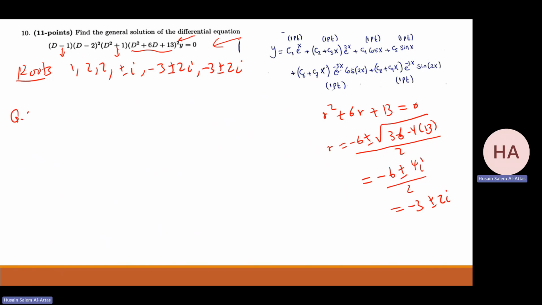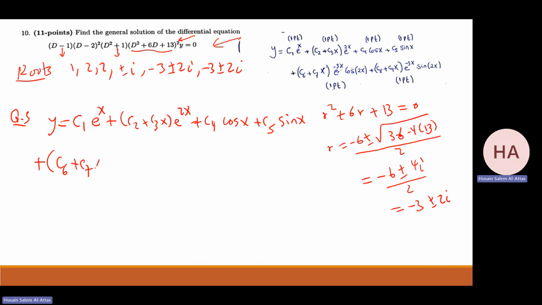So what will be the general solution? y equals C1 e to the power x plus C2 plus C3x e to the x plus C4 cosine x plus C5 sine x plus C6 plus C7x e to the minus 3x cosine 2x plus C8 plus C9x e to the minus 3x sine 2x. So I have this, this, this, and this one. So I have everything.